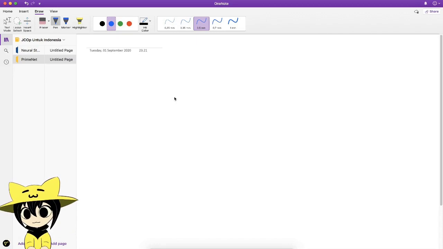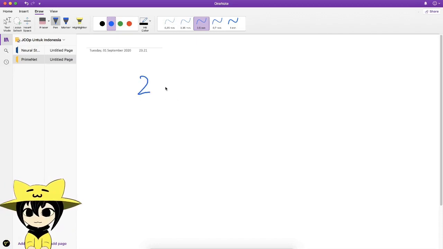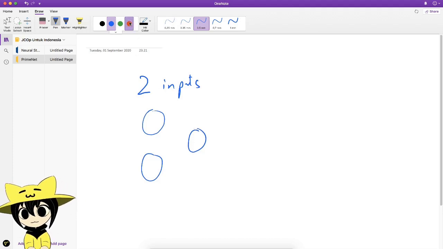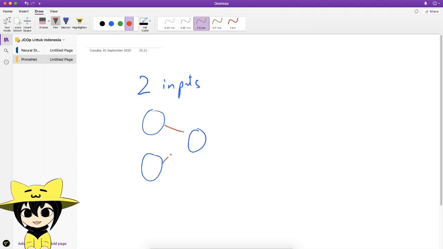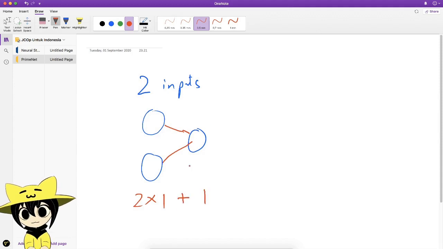Let's discuss how we can compute the number of weights. For instance, if we have a neural network with two inputs, the architecture would look like this. We would have two weights here and one for the bias. Don't forget the bias. So the number of weights will be 2 times 1 plus the number of neurons here, so plus 1.